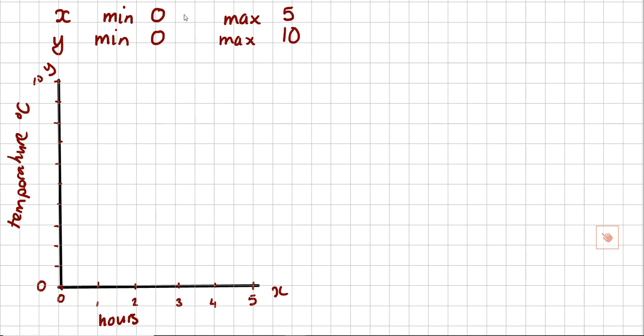So, what's the first coordinate point I know? 0, 0. Then the next one is 1, 2. Then it's 2, 4, 3, 6, 4, 8. Okay. Now, make sure you've got to that point. Okay, so we've plotted those individual points.